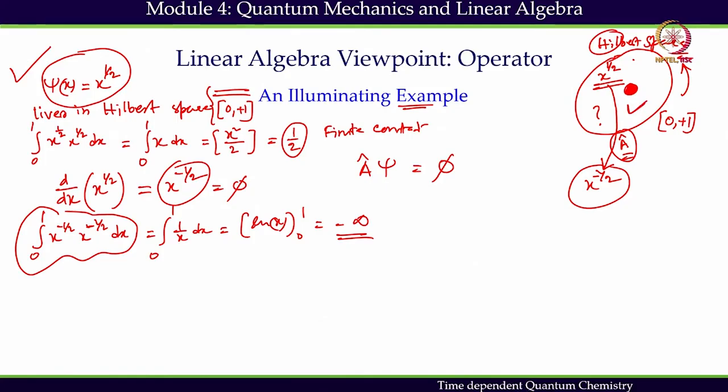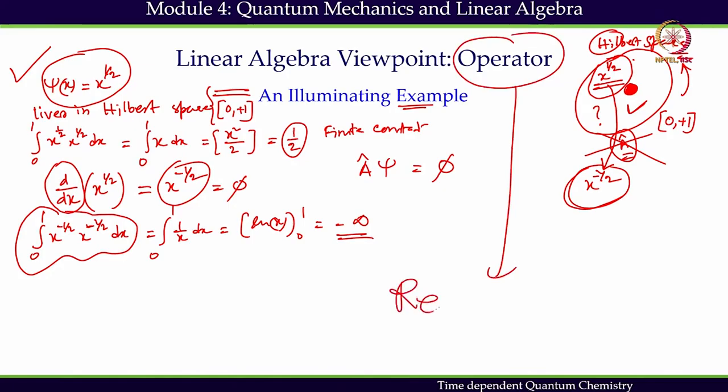So, what we see is that there are certain mathematical operators, such as the derivative operator, which we frequently use, that can actually take a wave function living in the Hilbert space out of the Hilbert space, and that is not acceptable. So, this kind of operator cannot be used. There are restrictions on what kind of operator I should use in quantum mechanics. It should be restricted.